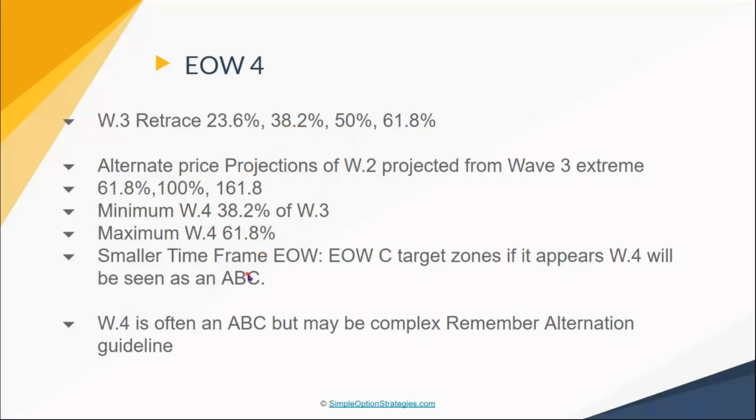On smaller time frame charts, it's a 3-wave correction. So it's going to be seen as an ABC type move or a complex correction. Wave 4 is often an ABC, but more often than not, it's a complex correction. And remember the rule of alternation we talked about in the beginning.